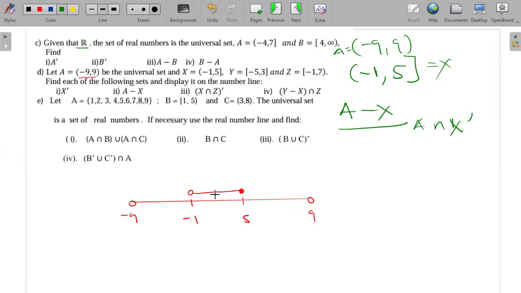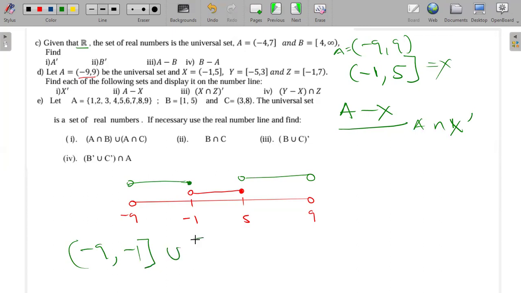So now when you look at where x is here, and we are removing this set x from A, what do we remain with? What we remain with is x complement. So the complement then is this part here going that side, open there, and open here, and going that side. So this is what you remain with, and this here is our answer: from -9 to -1, like that, closed there, and we'll have a union.